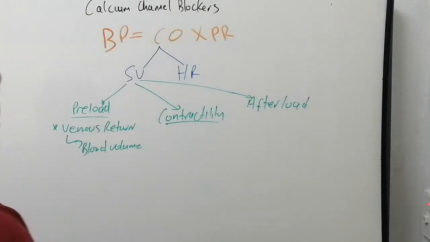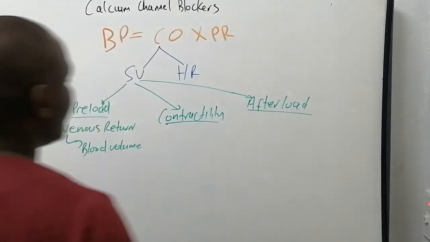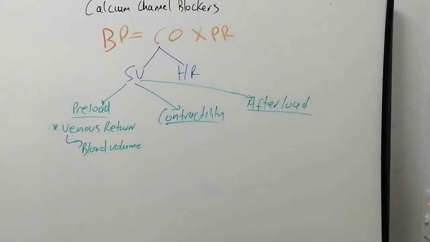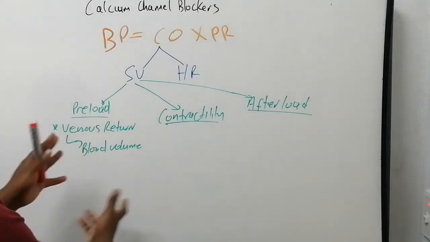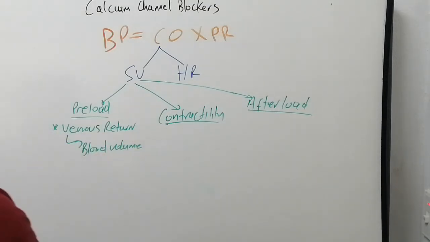Okay, so this is what we understand. Like I said earlier, you can also decrease a patient's blood pressure by decreasing their heart rate, right? Okay. Now, let's talk about the classes of drugs that can manipulate or make changes in all these determining factors.